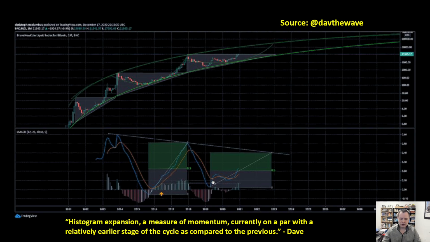He's noted, if you look at this indicator of momentum, that we're on par with an earlier stage of the last market cycle, maybe mid 2016 or even a little before mid 2016, not 2017. So his argument is that in terms of momentum, we're still relatively early compared to the last market cycle, and that we will still see lengthening cycles.